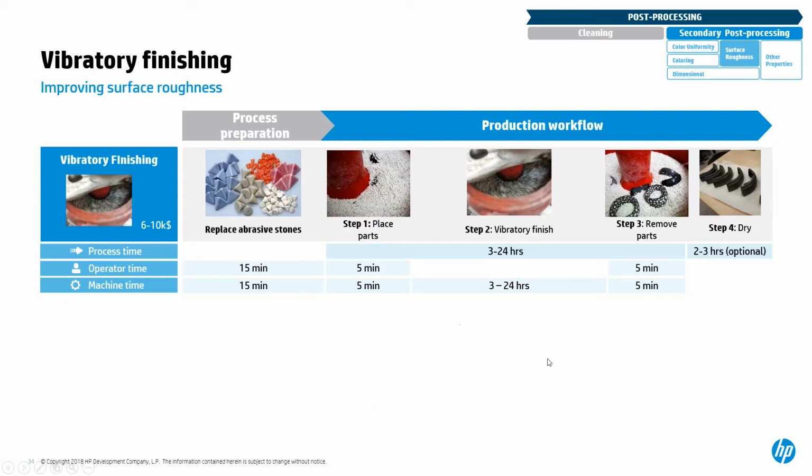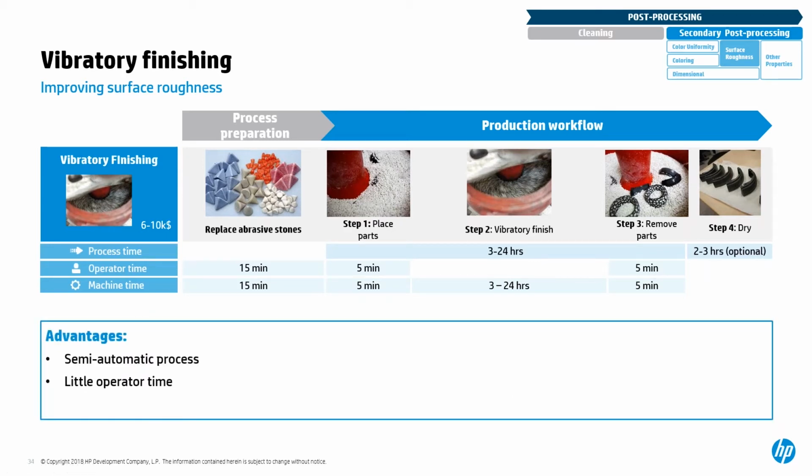So here you can see the workflow that could be used in a vibratory finishing or a tumbler. This is a semi-automated process that requires little operator time, and actually the operator only needs to place the parts inside the tumbler and remove them afterwards. Then, as you have seen in the previous slide, the time that it takes the part to be smoothened inside the tumbler will depend on the abrasive, but also on the final requirement. And this is something that could take between 3 and up to 24 hours.